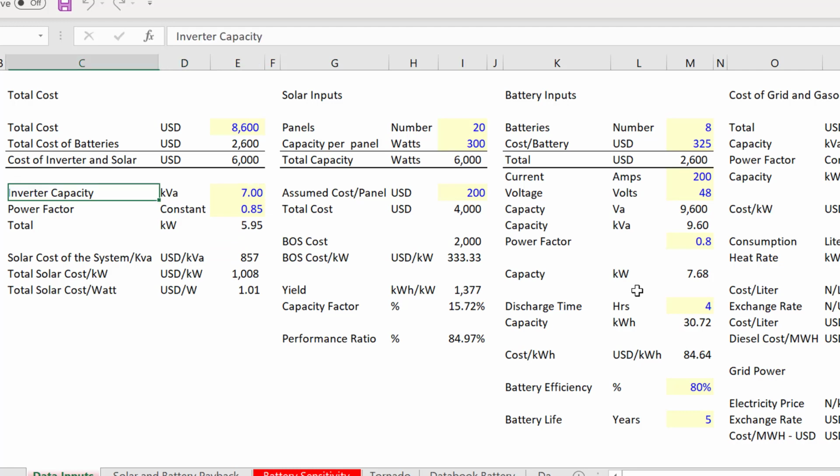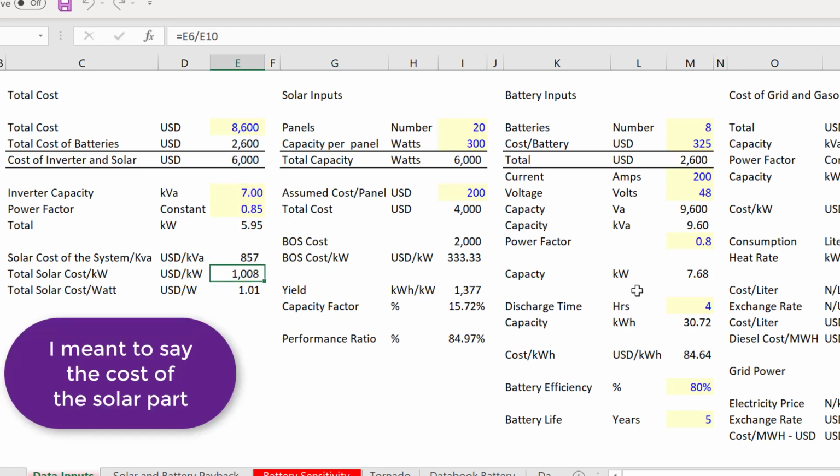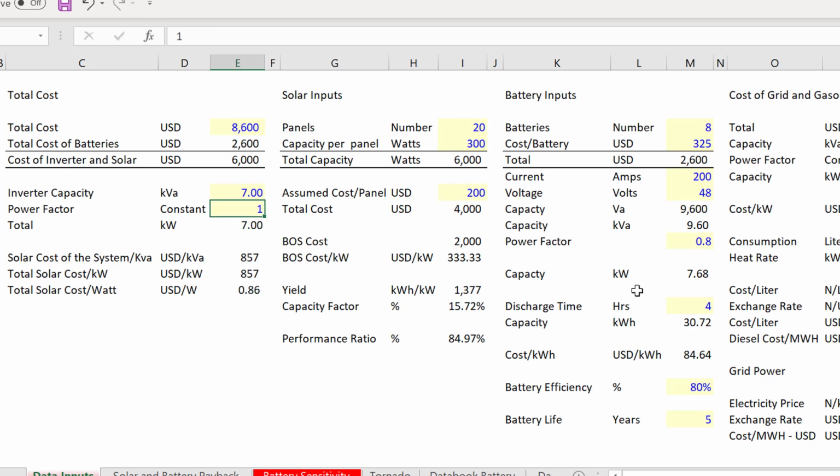Apparently, the inverter had 7 kilovolt-amps of capacity, and I put a power factor in, and I'm not sure, some engineer's going to correct me on this. But then I get the total kilowatts that are produced, and then we can divide the cost by the kVA, or we can divide it by the kW. If the power factor is 1, then we get about 800 USD per kW.